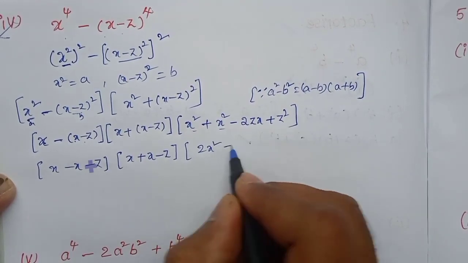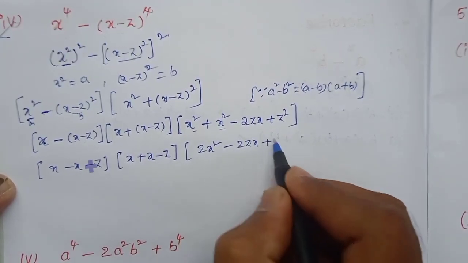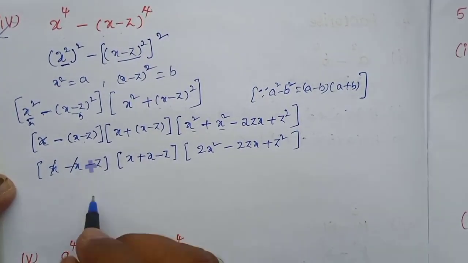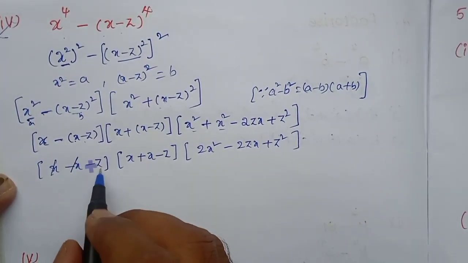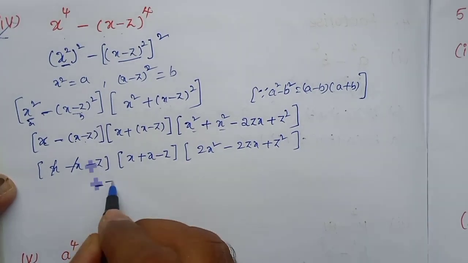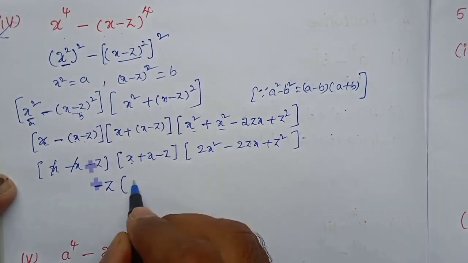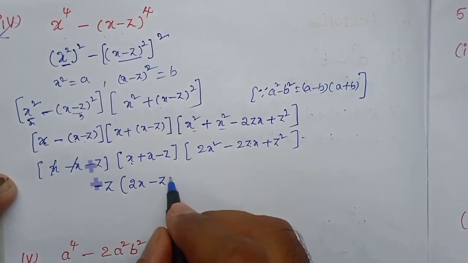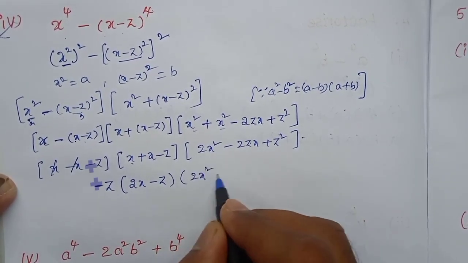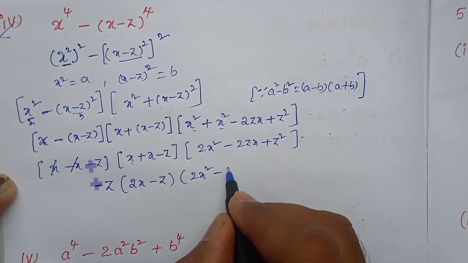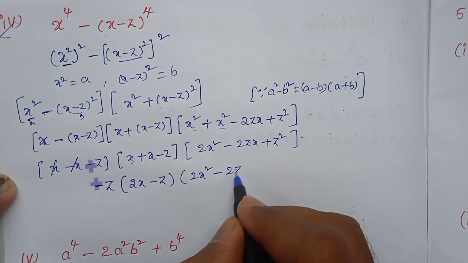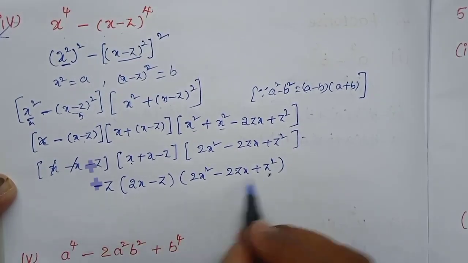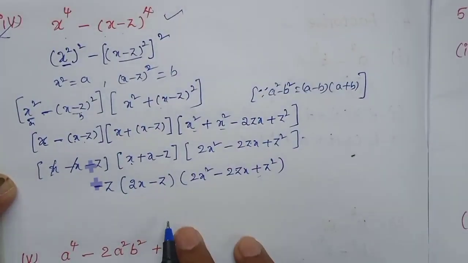2x square minus 2zx plus z square. See, plus x minus x gets cancelled. Balance is here just only z. So it is z into 2x minus z, and 2x square minus 2xz or zx plus z square. This is the factorization of the given expression.